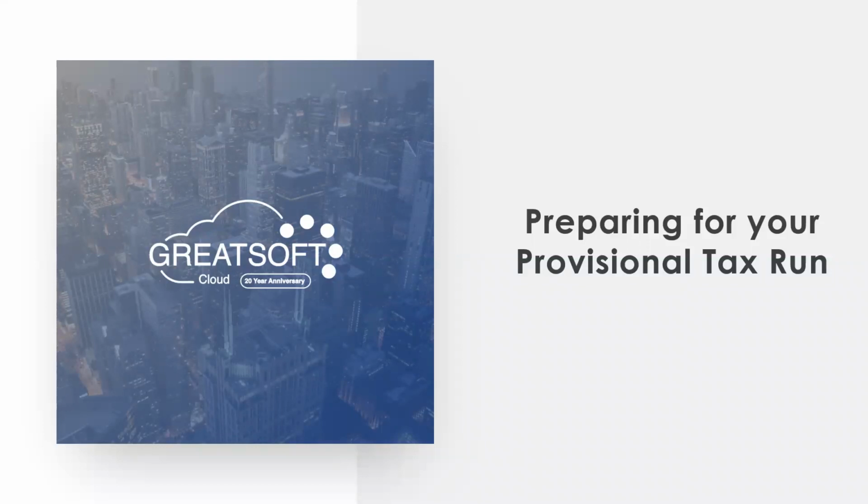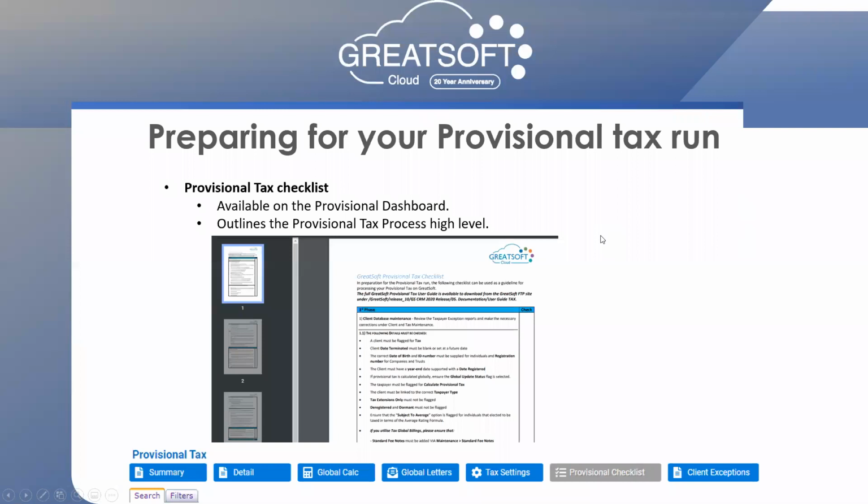But before you do your Prof Tax Run, there's generally a couple of steps that we want you to start looking at. So let me just take you through that. One of the things we always point people towards is the Provisional Tax Checklist. It's a document that's been around for many years, probably at least 10 years, and we've adapted it over the years. It's an end-to-end on the provisional tax process in GreatSoft, checking that your data is correct, running checks, stuff like that.